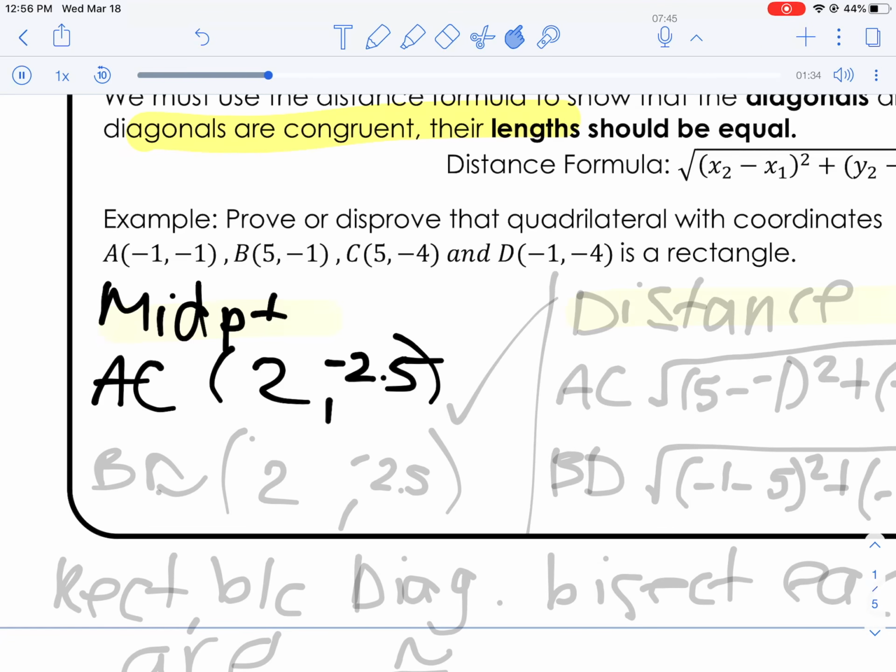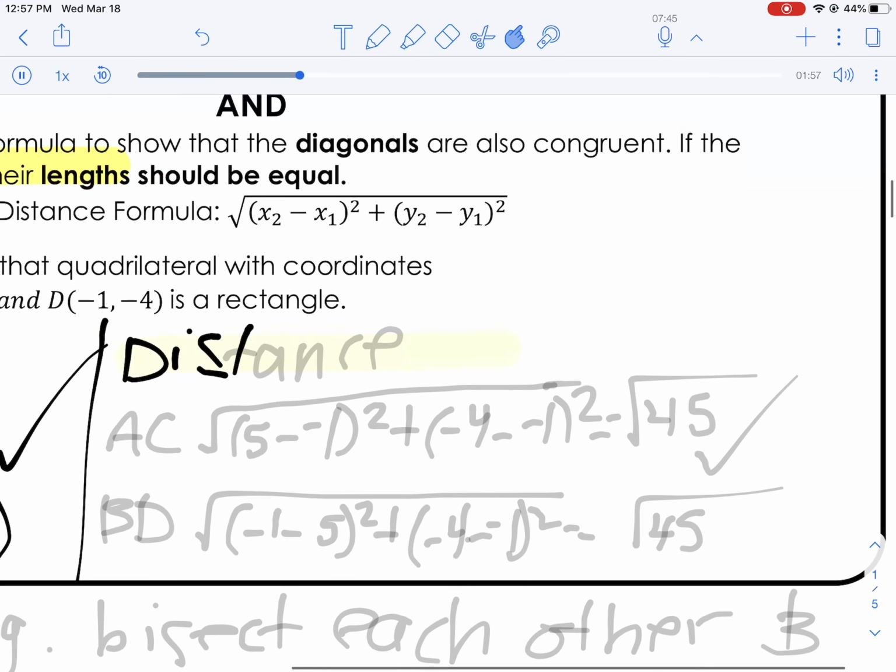For BD, I'm going to do the midpoint formula. That would be 5 plus -1 over 2, it's a 2. And then -1 plus -4 over 2, it's also -2.5. So if the midpoints are the same, that means the diagonals bisect each other. So we move on to the next step, which is now the distance formula.